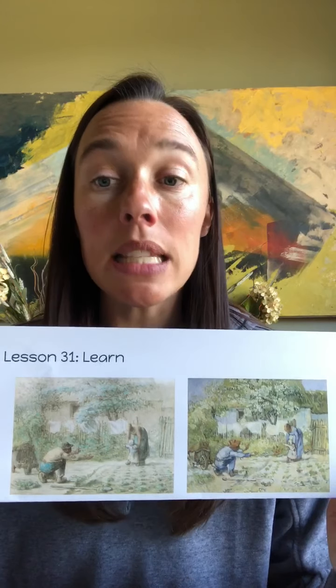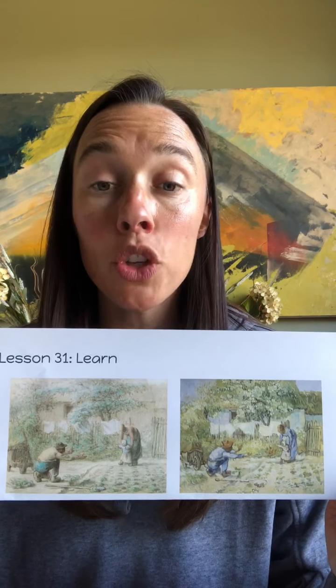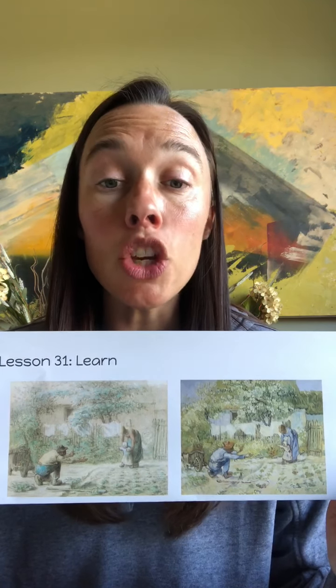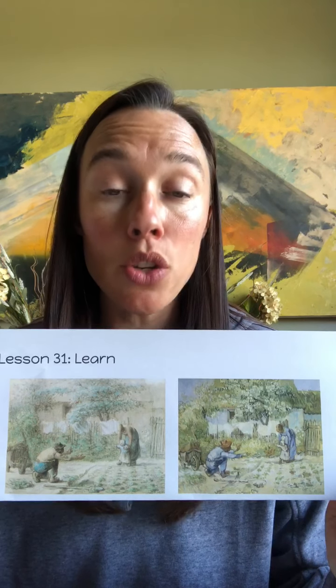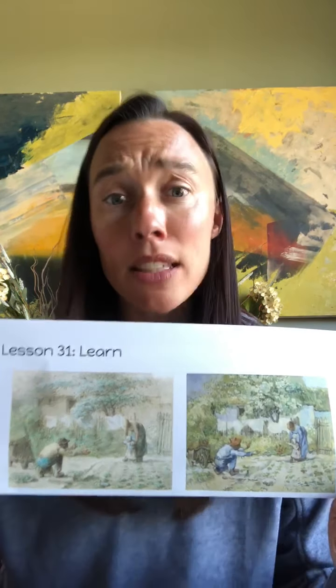So now I'm going to show you Millet and Van Gogh's painting of the same thing. Remember, these are three different versions of the same painting. And I want you to look at each of these paintings, and then describe your point of view in these paintings. Where might you be as the viewer in relation to these people?